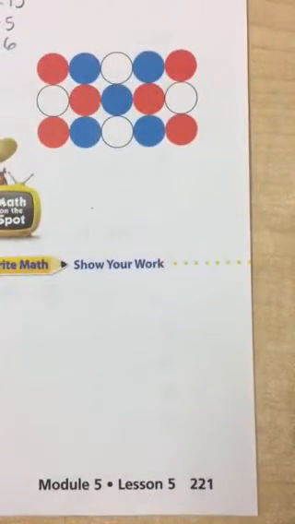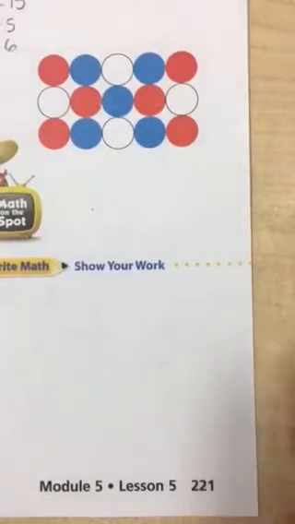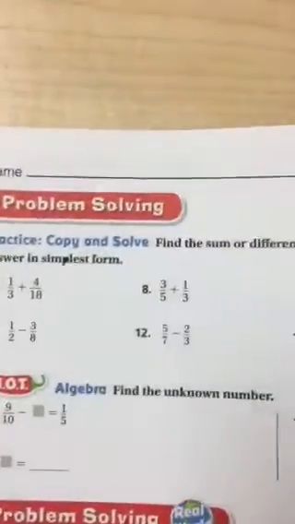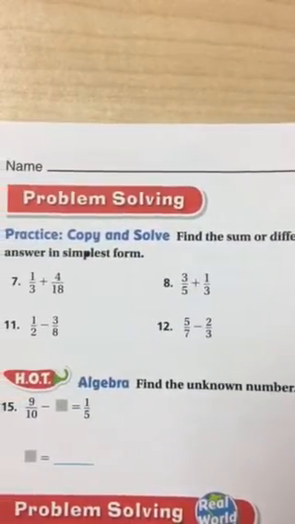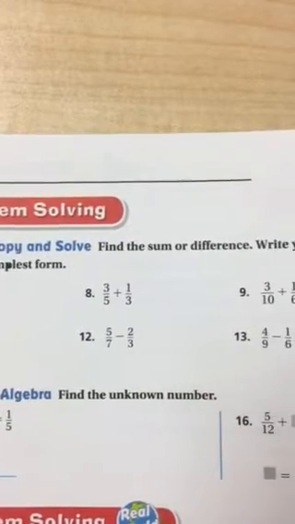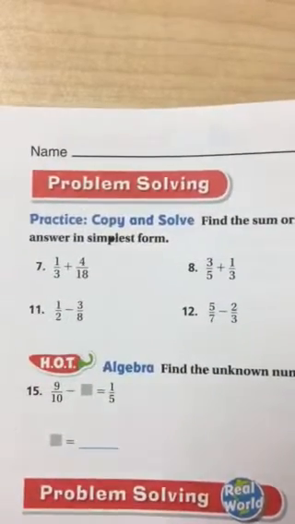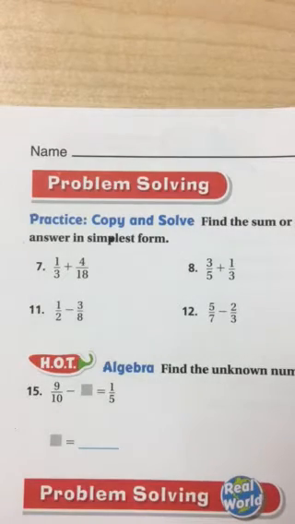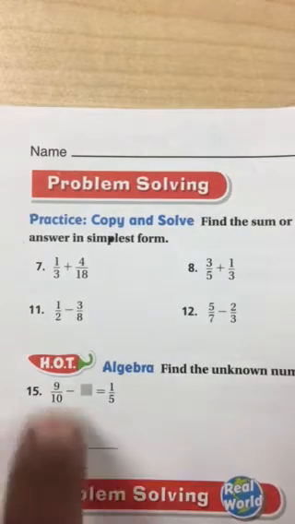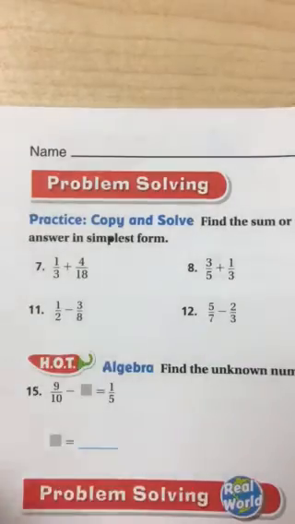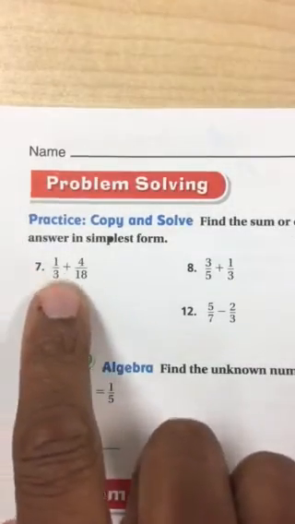Hi. For tonight's homework, we'll be going over page 221. The directions tell us to find the sum or difference, and then we have to write our answer in simplest form. So we're going to do number 7 first. For number 7, it's supposed to do 1/3 plus 4/18.